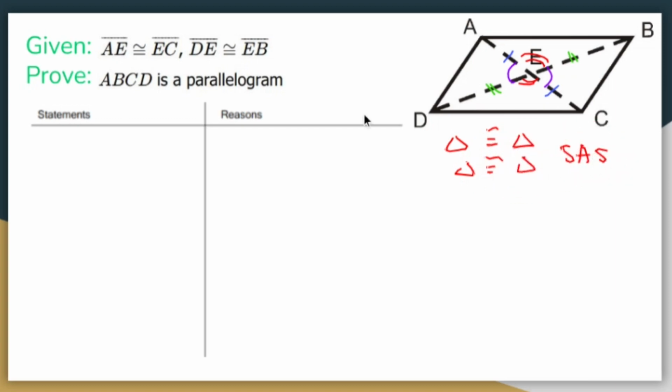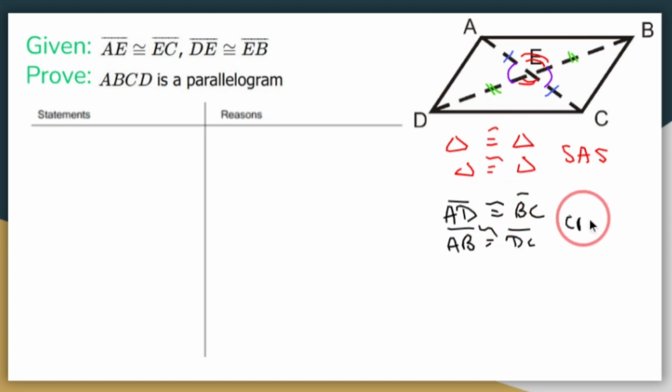So if I can use SAS, SAS, SAS, and SAS and prove that both pairs of triangles are congruent, then I can prove that AD is congruent to BC and AB is congruent to DC. I could use CPCTC for that one. Once I've done that, I can say this is a parallelogram.